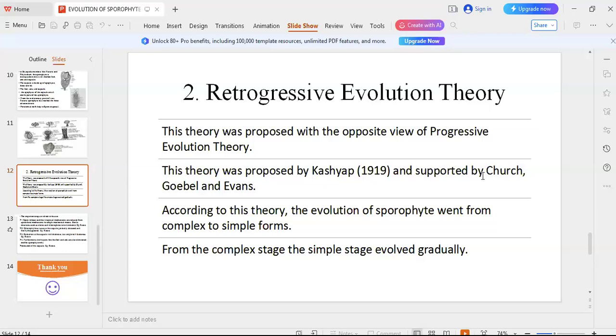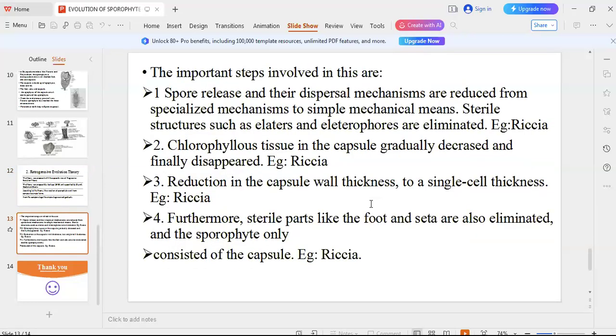Main points you note down, okay? It's given by Kashyap, supported by Church, Gobel and Evans. According to this theory, the evolution went from complex to simple form. The important steps involved in this are that spore release and their dispersal mechanisms are reduced from specialized mechanisms to simple mechanical means.